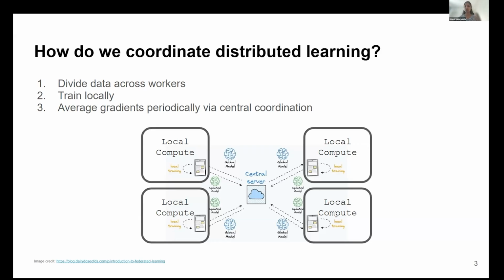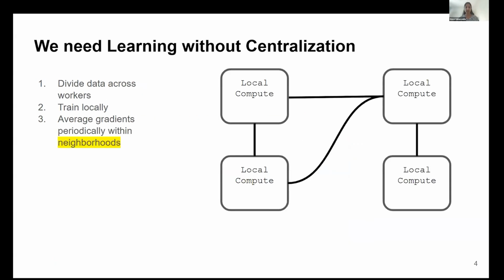And so to alleviate this, what we really need from a systems design perspective is learning without centralization. What do I mean by this? Well, it's a very similar diagram to the previous screen, but the thing that's missing is that central coordination server. Instead, what we have are connections directly between local compute workers. And what these connections enable are communication channels.